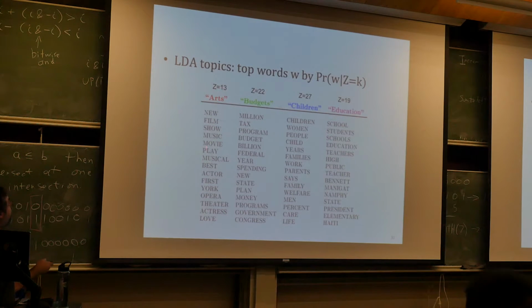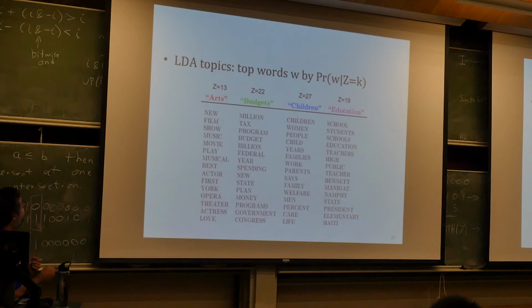And if we ask what these topics were about, so given topic 13, which David Blei labeled as arts, the most frequent words, if you look at the multinomial associated with that topic, are new, film, show, music, movie, play, musical, best, actor, and so forth. For budgets: million, tax, program, budget, billion, federal, and so forth. For children: women, people, child, years, families, work, welfare, percent, and so on. Education: school, students. Where's William? I'm not even on the list.